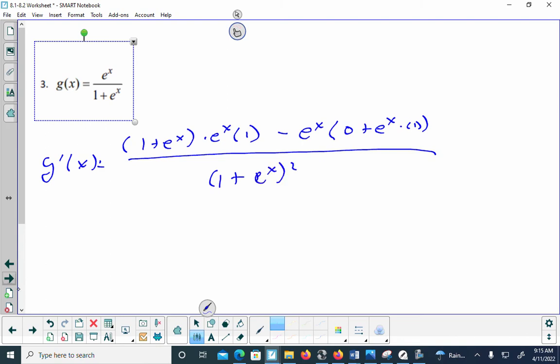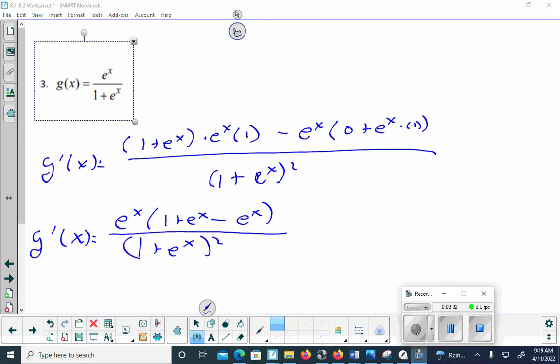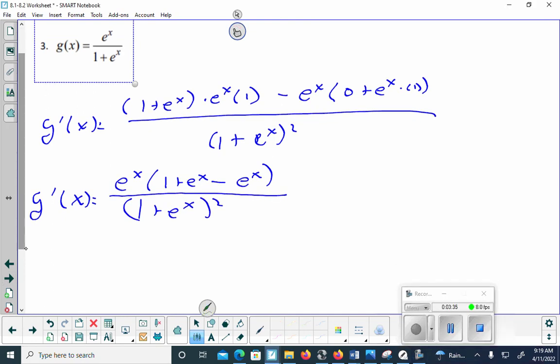So when I do that, I can factor out e to the x, and I'm left with 1 plus e to the x minus e to the x, all over 1 plus e to the x, squared. And so these two will equal 0. From my numerator, I will have e to the x, all over 1 plus e to the x, and that whole line squared. Moving on to the next one.